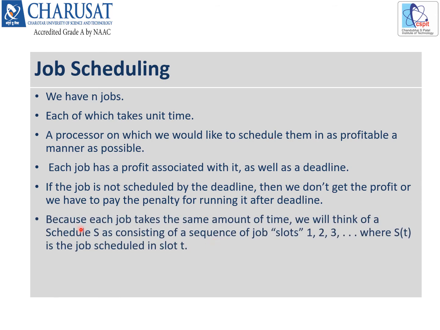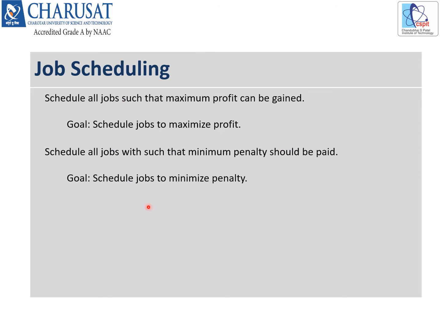Because each job takes the same amount of time, we will think of a schedule S, which consists of a sequence of job slots 1, 2, 3, where S(t) will denote the job scheduled in slot t. Now there are two approaches for this job scheduling problem. If the profit is associated with the jobs, then our goal is to schedule jobs to maximize the profit. Or if penalties are associated with the jobs, then our goal is to minimize the penalty that we have to pay for scheduling the jobs after the deadline.